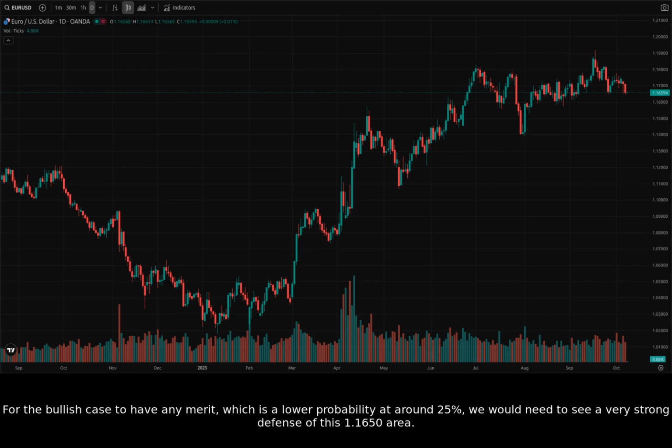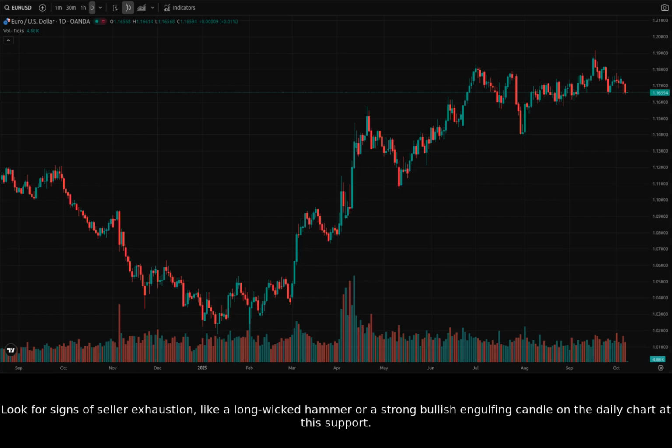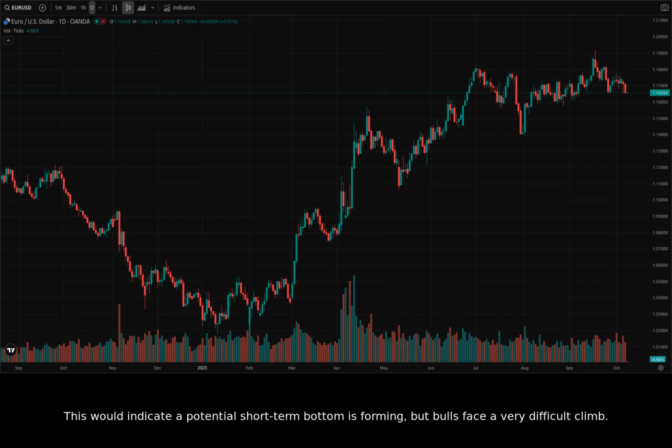For the bullish case to have any merit, which is a lower probability at around 25%, we would need to see a very strong defense of this 1.1650 area. Look for signs of seller exhaustion, like a long wicked hammer or a strong bullish engulfing candle on the daily chart at this support. This would indicate a potential short-term bottom is forming, but bulls face a very difficult climb.